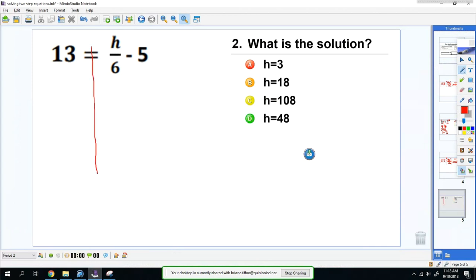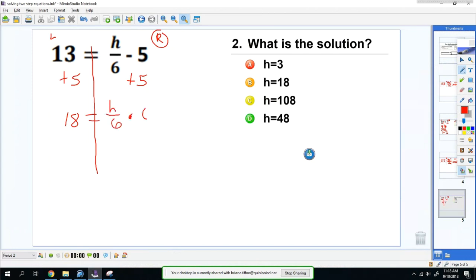Okay. So I have a left side and I have a right side. This time I'm going to look at the right because that's where my letter is, my H. So the number I'm going to look at is 5. That 5 is being subtracted, so we're going to do the opposite, and we're going to add it to both sides. So it's 18 equals H over 6.